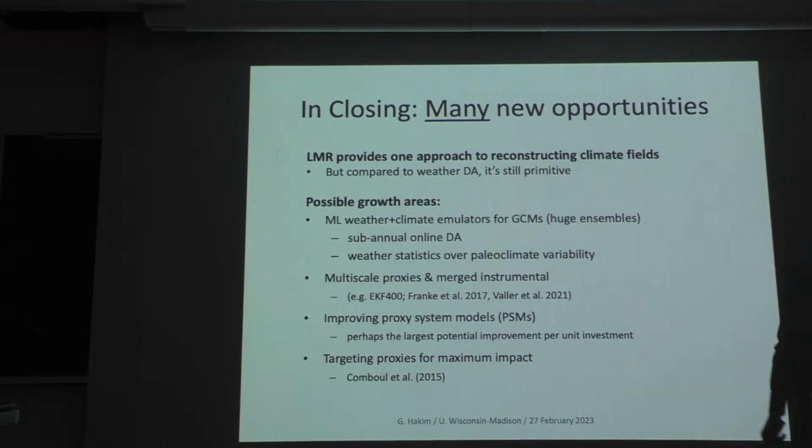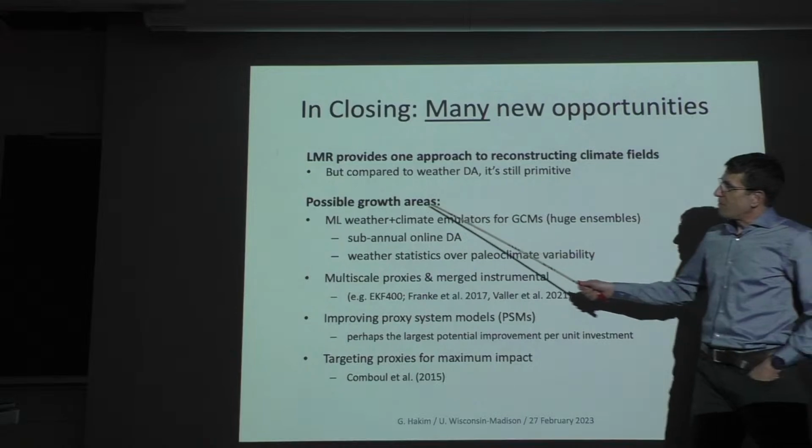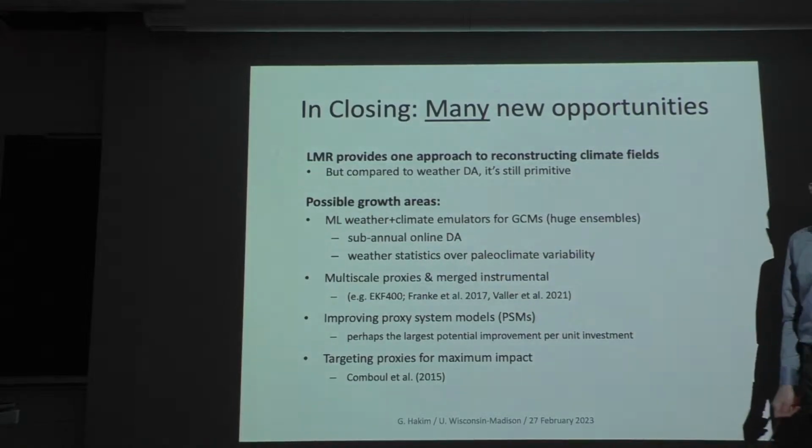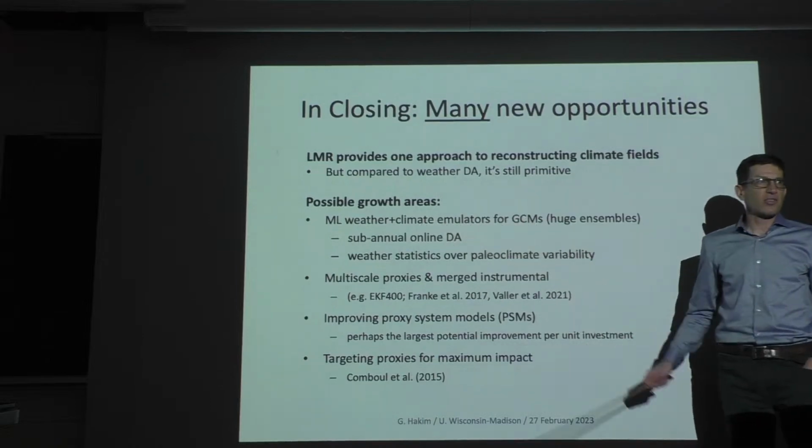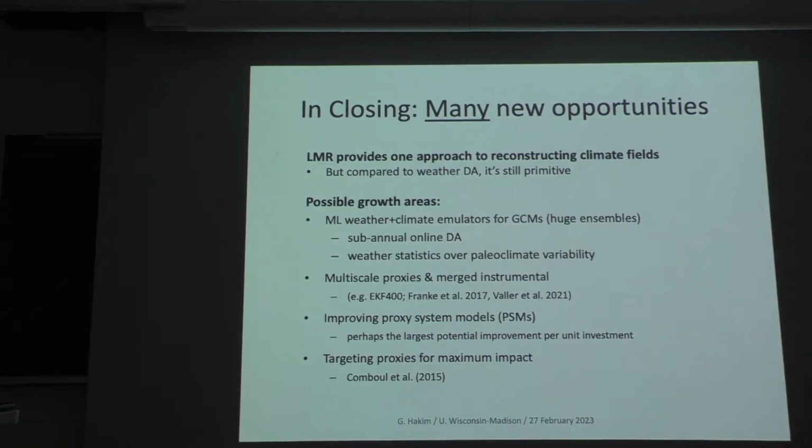So the LMR and others like it are still in primitive, early days for this fusion of information from proxies and climate models that we really need to get large samples to understand variability in the climate system. What I'm most excited about in the AI revolution that we're going through right now is the ability to have fast emulators of climate models to capture both weather space and time scales, and the possibility for doing this over really long time scales. That is, look at weather statistics over paleoclimate time scales.